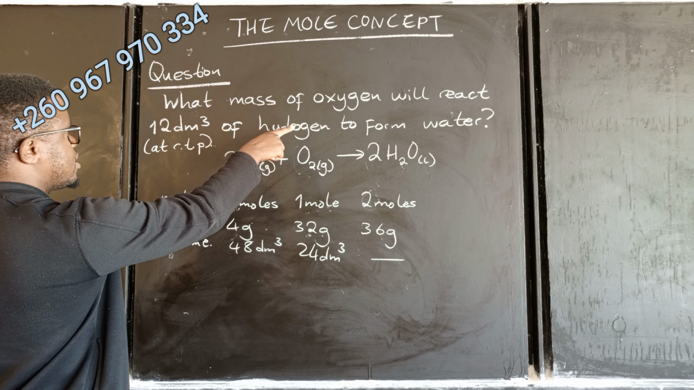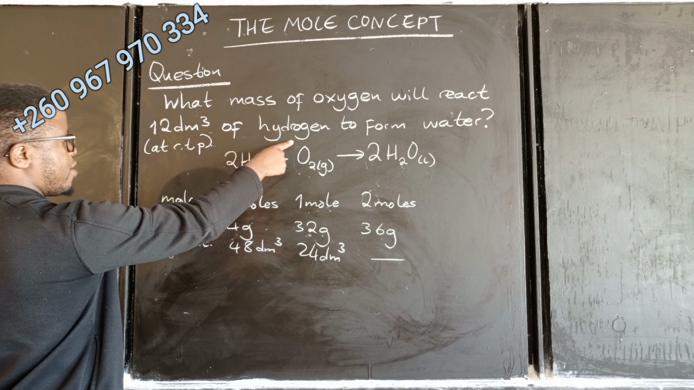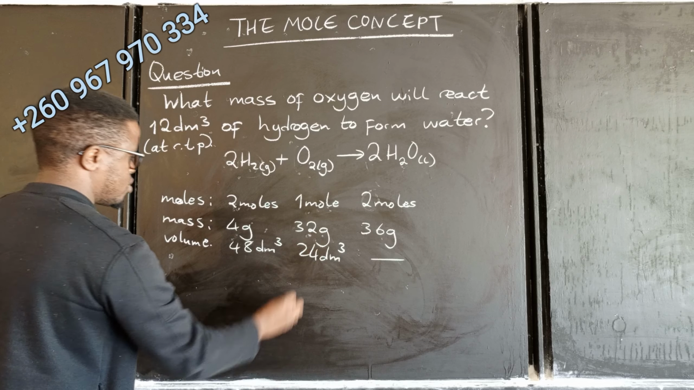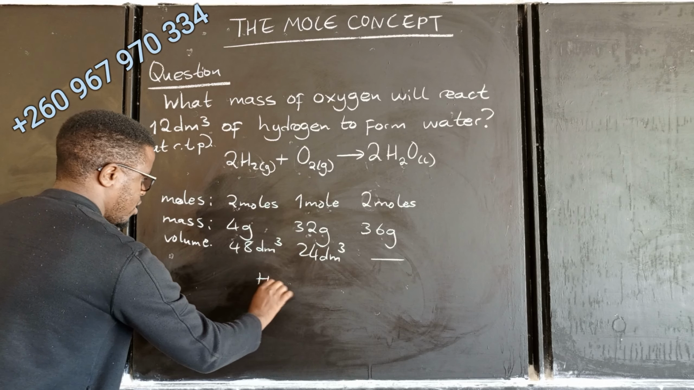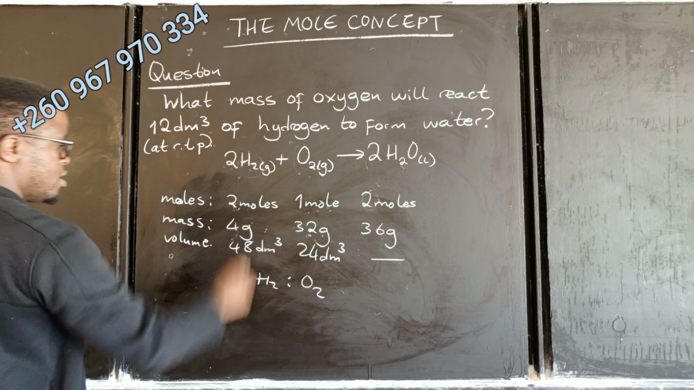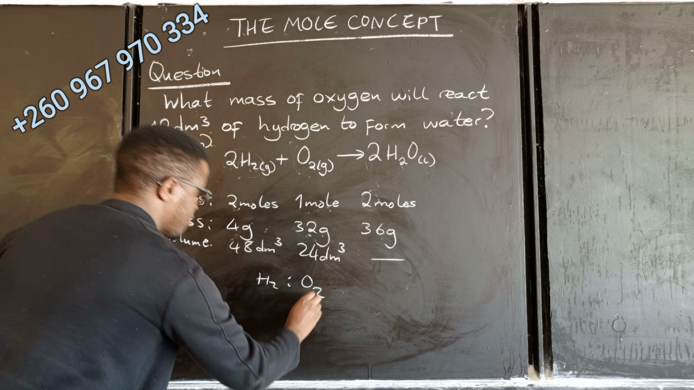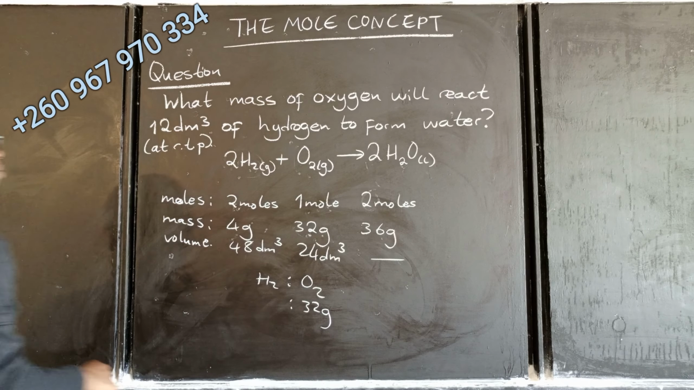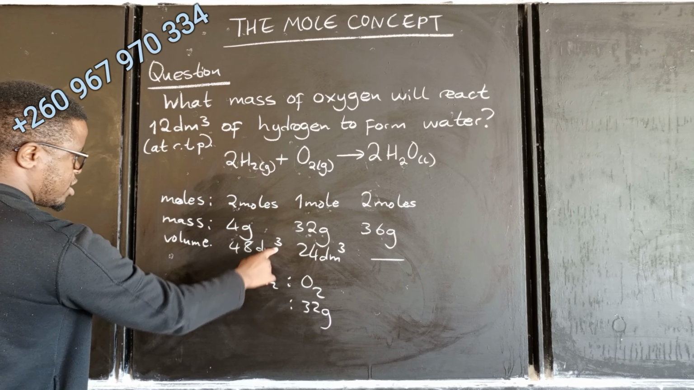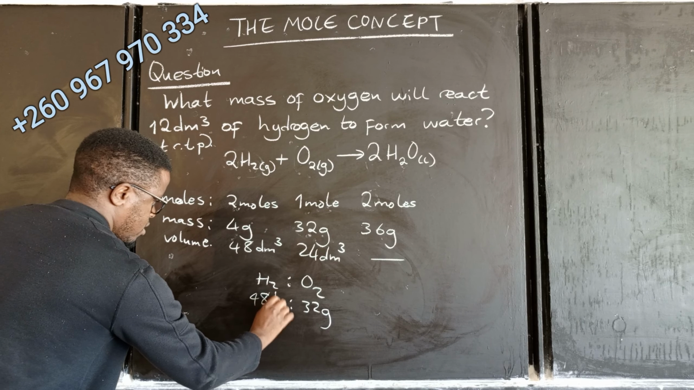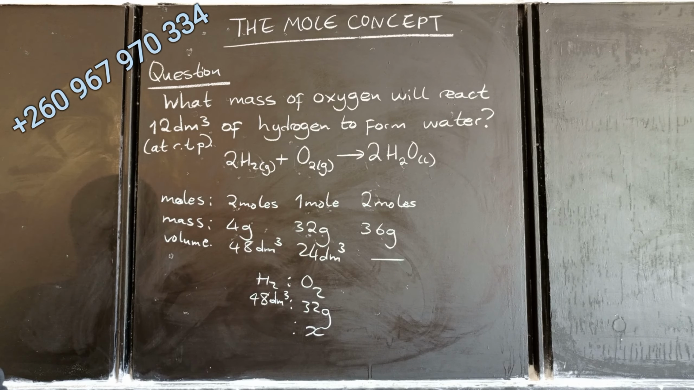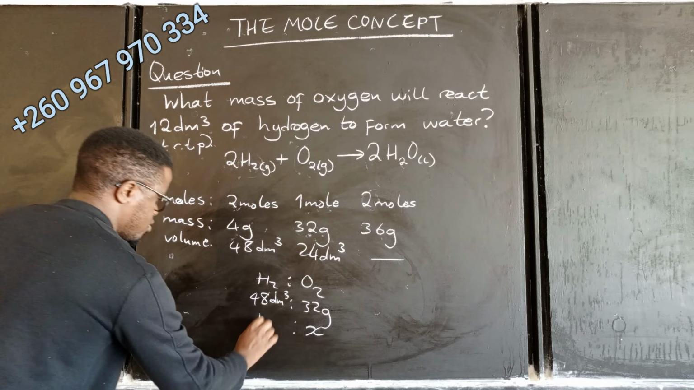So let's look at this. We want the mass of oxygen, but I've been given the volume of hydrogen. So I'm comparing the two, hydrogen and oxygen. They want me to find the mass of oxygen, so I'll get the mass of oxygen from the equation, which is 32. And since I've been given the volume of hydrogen, I'm going to get the volume from the ratio, which is 48. And since I want to find the mass of oxygen, for hydrogen I'll use 12.